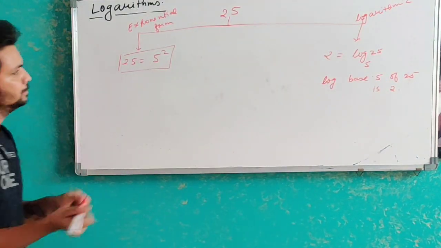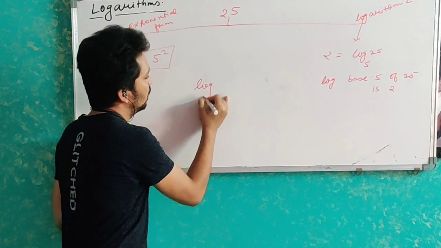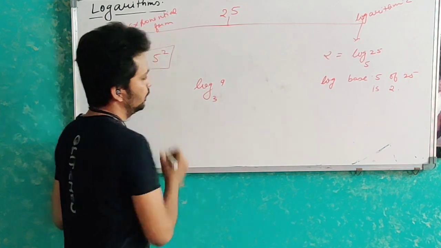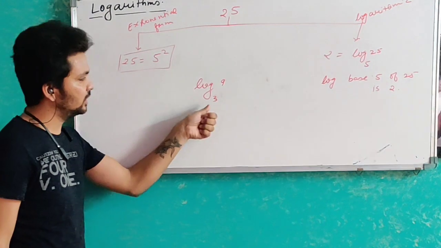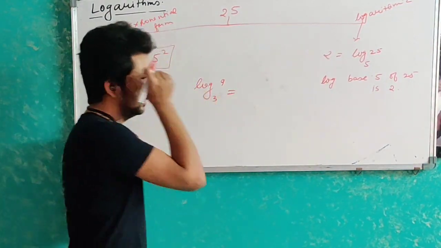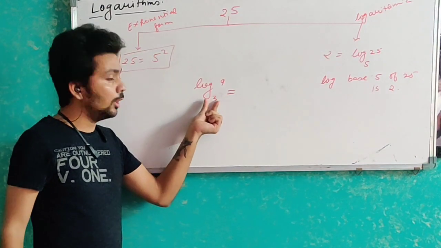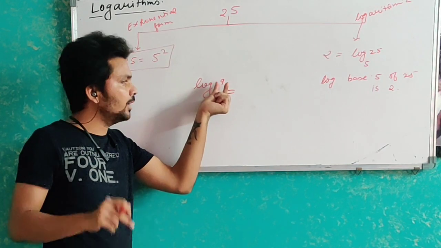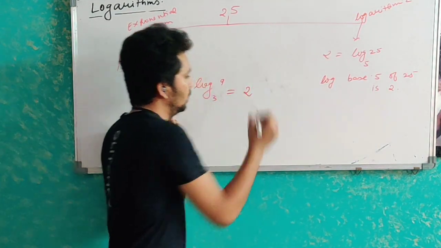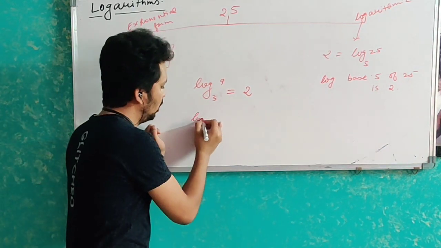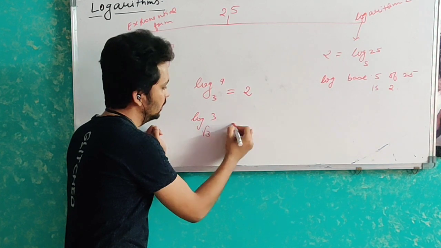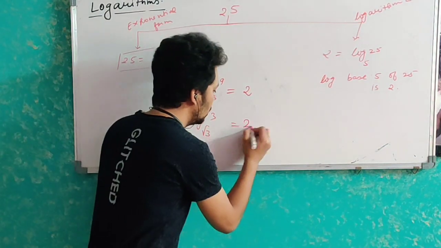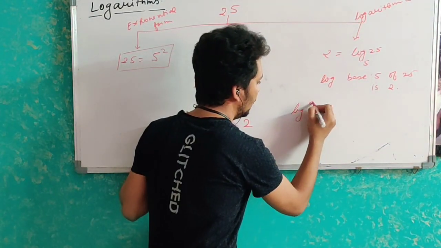I'll take other examples also. See, log base 3 of 9. What is the answer? You should think in your mind what power of 3 will give me 9. So 3 raised to 2 will give me 9. So the answer is 2. Now again, log base root 3 of 3. What power of root 3 will give me 3? The answer is also 2.